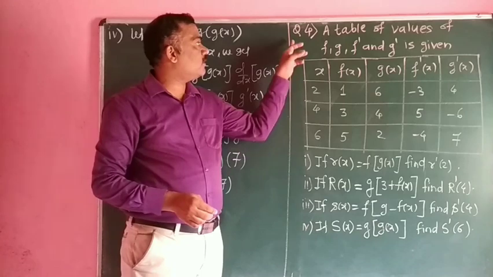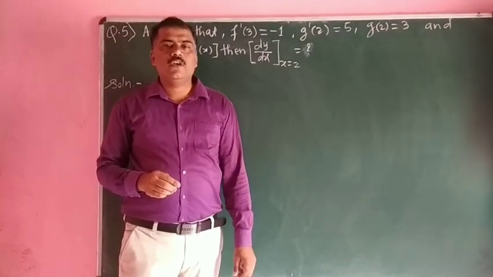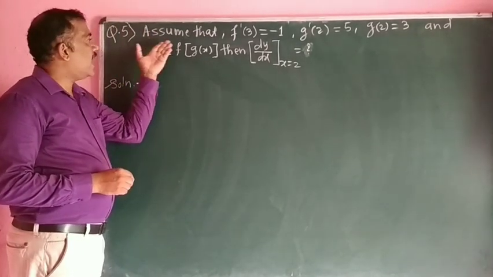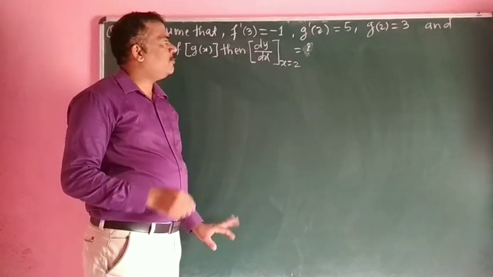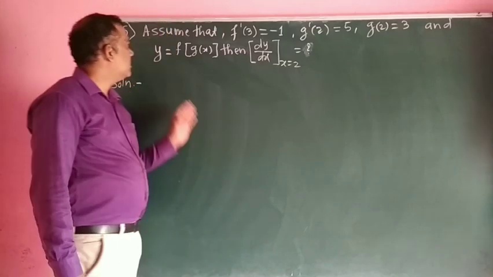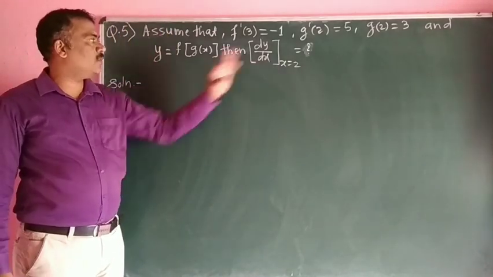Now we have to discuss question number 5. Assume that f dash of 3 is equal to -1, g dash of 2 is equal to 5, g of 2 is equal to 3, and y is equal to f of g of x, then find dy by dx at x is equal to 2.